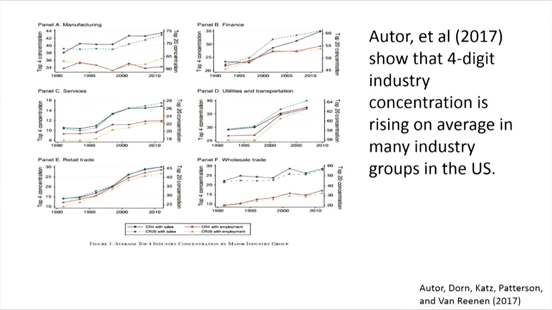But what I also want to point out is that their data goes back to 1980. So for all of the work that Thomas has done on data, the measures of concentration start in the late 1990s. And so for manufacturing, you see by the late 1990s, most of the increase in concentration has already occurred. And the same for services. The big increase in concentration in Autor's data is in the 1990s.